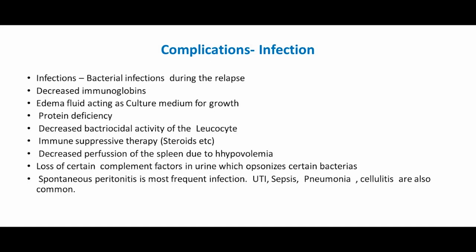Then decreased perfusion to the spleen is there because of hypovolemia. Then there will be loss of certain complement factors in the urine which opsonize certain bacteria. So, spontaneous peritonitis is the most common infection. UTI, then sepsis, pneumonia, upper respiratory tract infection, cellulitis are also very common.